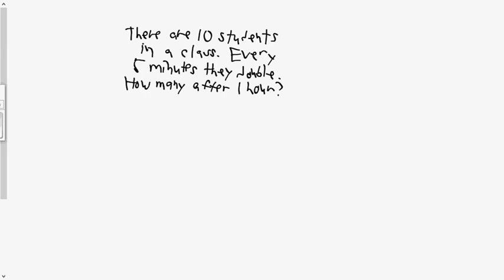And our last question is our exponential growth, or our growth formula. There are 10 students in a class. Every 5 minutes they double. How many after an hour? Do you remember the formula? What is the formula? Well, if we put this down, SRT, what's the S stand for? Starting number. What's our starting number? 10. What's our R? What's that mean? So what are we going to use, Jack, for doubling? What number?